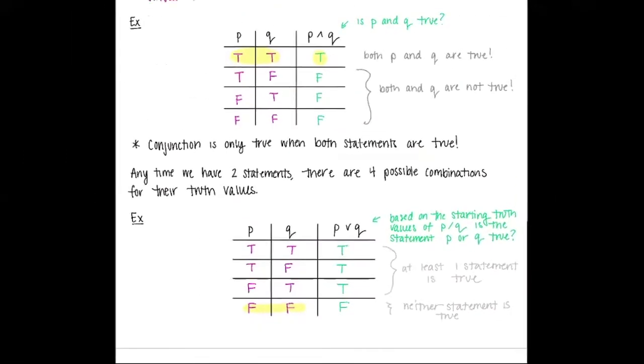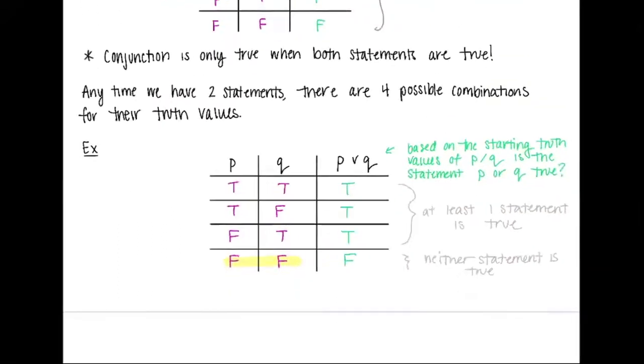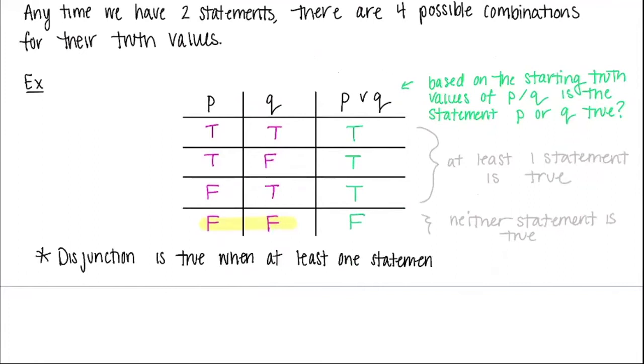So for our conjunction, both have to be true for the conjunction to be true. For our disjunction, only one of them has to be true. So here, disjunction is true when at least one statement is true. Okay.